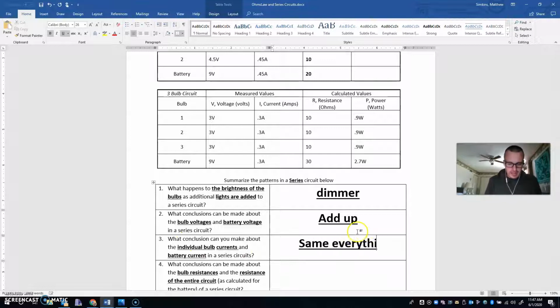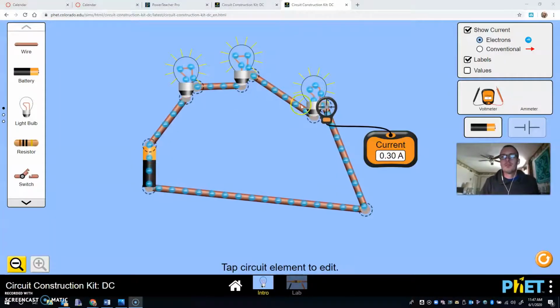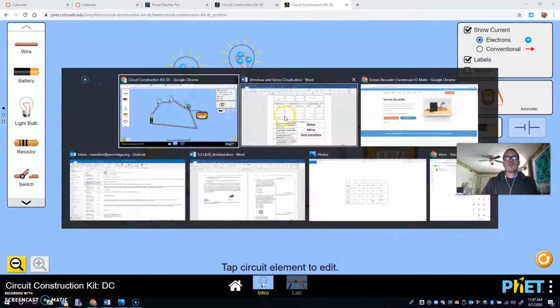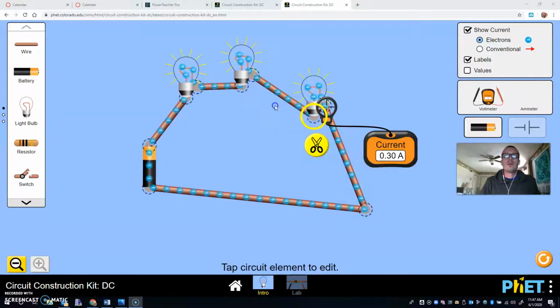What about bulb currents and battery currents? All right, this is a big idea for today. Same everywhere. The current at any point in a series circuit, doesn't matter if it's a battery, one of the bulbs, could be over here, could be over there. The current is the same everywhere. Again, because there's only one path to take. So if there's only one road, you can all only go the same speed, and there's no way to get around the slow people.